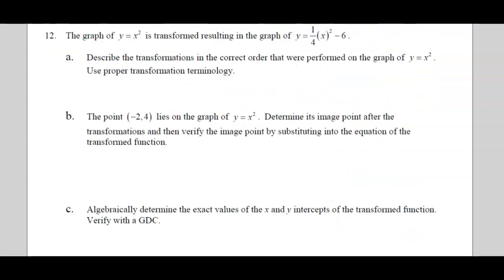All right, another one. Graph of y equals x squared is transformed to y equals a quarter x squared minus 6. Describe the transformations. Do an image point. So same work as we just did. So I'm going to leave this one for you to do, okay? I don't think there's anything different on that. So you're going to do this. Okay, it's actually a little bit easier than the first one.